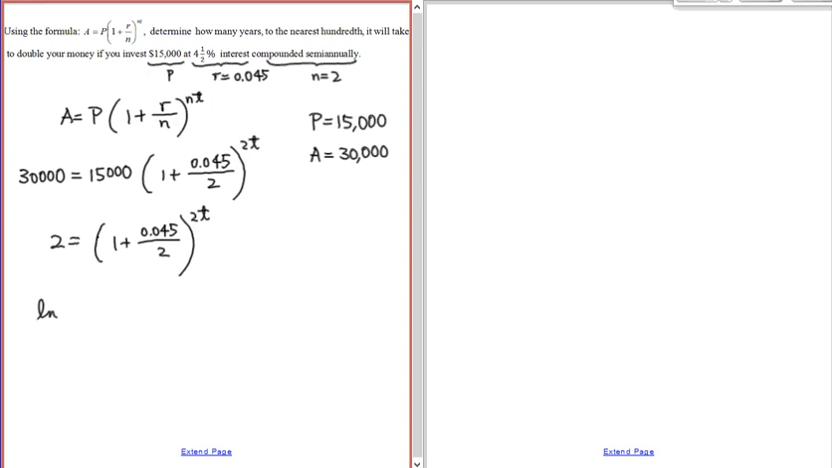We are going to take the log on both sides of the equation. In this case, I take the natural log on both sides. And now we can bring the 2t, the exponent, in front of the natural log, because we have the log properties. Okay?